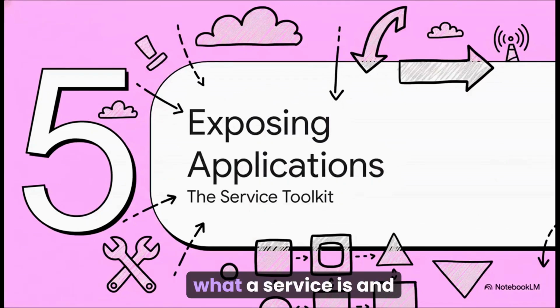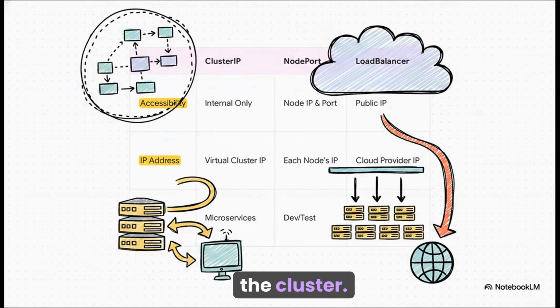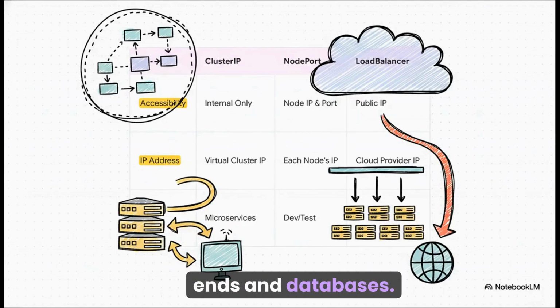Okay, now that we know what a service is and how it finds its pods, let's look at the different types you have in your toolkit. This is how you expose your applications, both inside the cluster and to the big wide world. You've basically got three main flavors. First is cluster IP. This is the default, and it creates an IP that's only reachable from inside the cluster, perfect for your backends and databases.